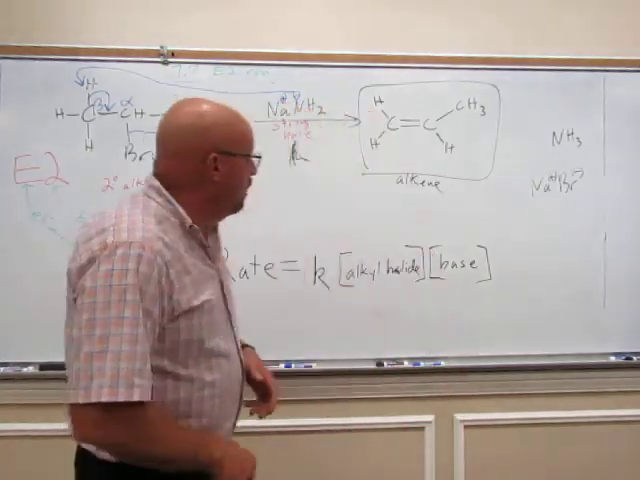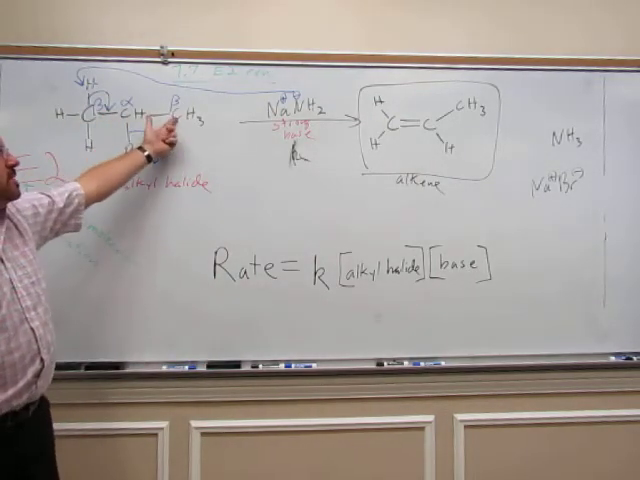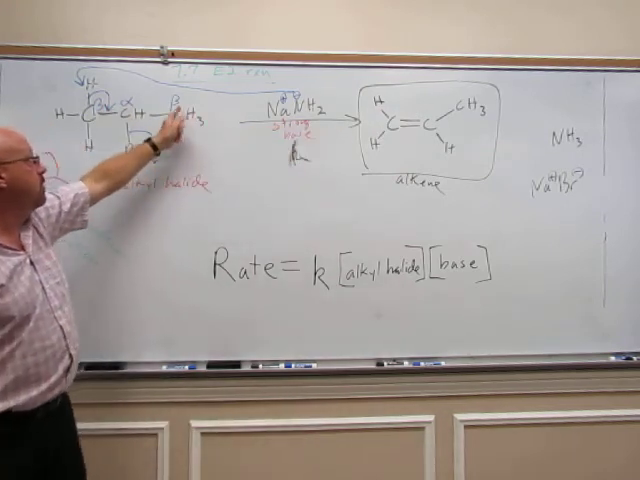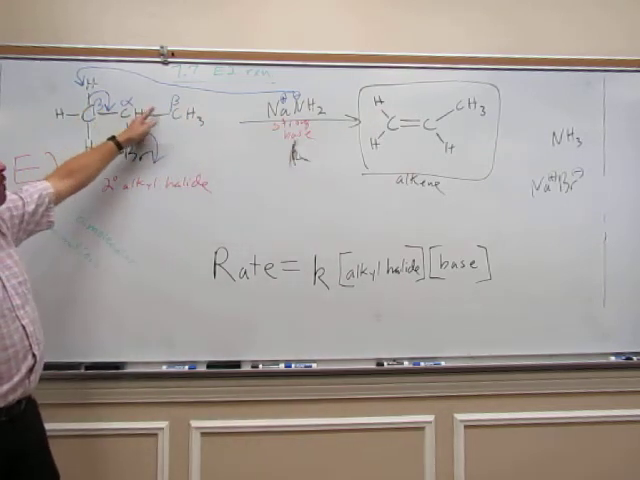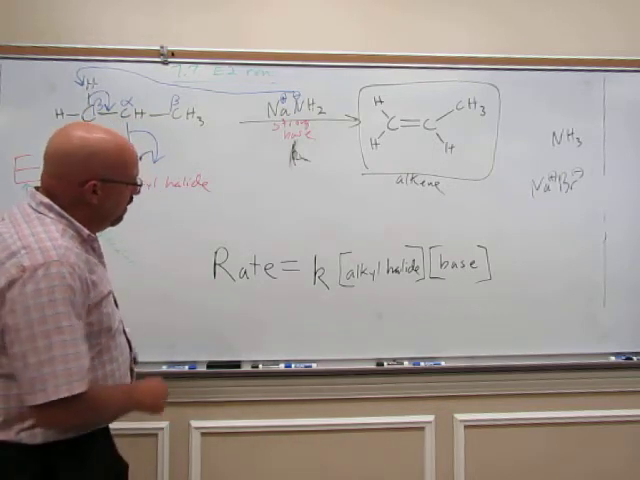Now, with this one, this example, we didn't have a choice. I had 2 beta positions, but there was no option. You get the same alkene no matter which one you go to, because it's methyl and methyl. Both beta positions are the same. What if they weren't the same? What if they were different?